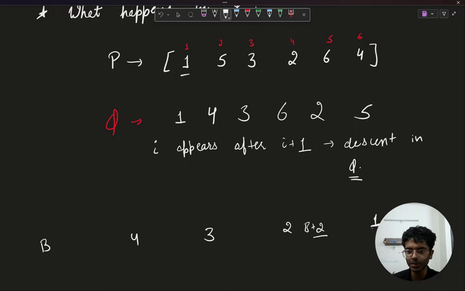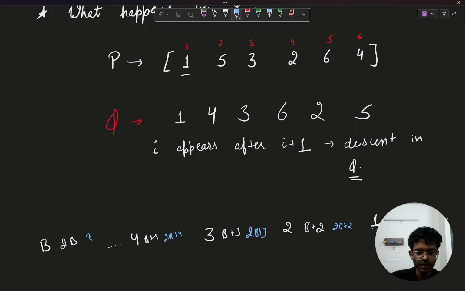So that b plus 1 and b plus 2 creates a descent in the permutation P, right? And similarly, we should place b plus 3 here, b plus 4 over here, and dot dot dot 2b over here, right? Now we should place 2b plus 1 over here. We can place 2b plus 2 over here, 2b plus 3 over here, 2b plus 4 here, and dot dot dot till 3b over here, right?